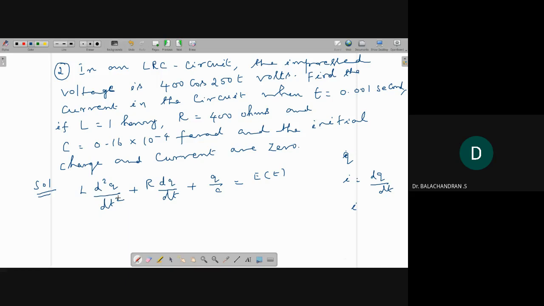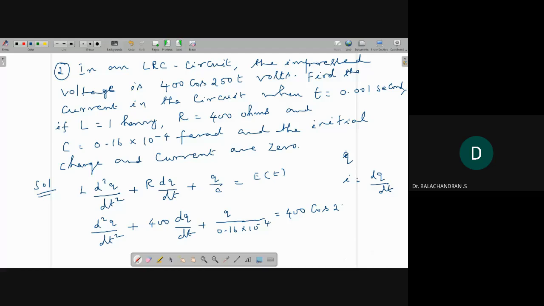Now, what is L? L is 1. So d square Q by dt square plus 400, R is 400, dq by dt plus q by c. What is c? 0.16 into 10 to the power of minus 4, is equal to E of t. What is E of t? 400 into cos 250 t.